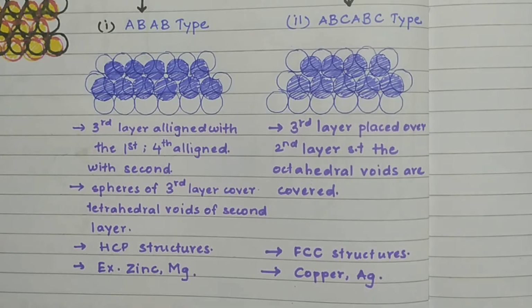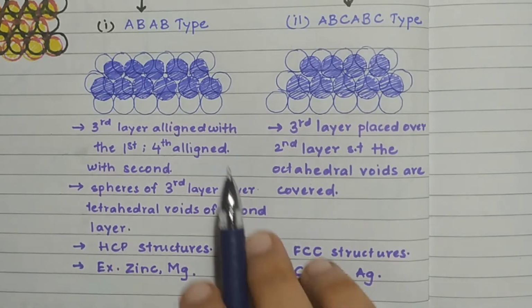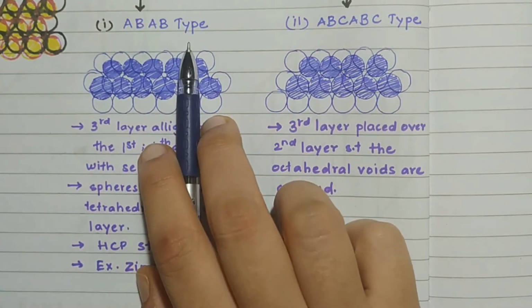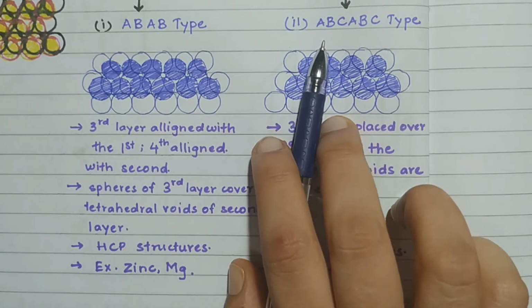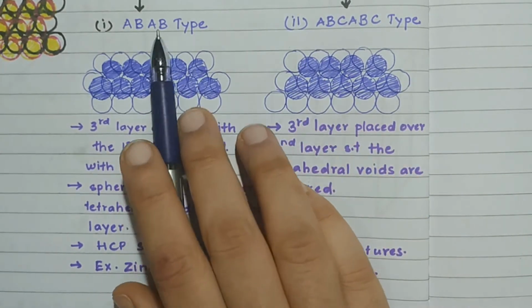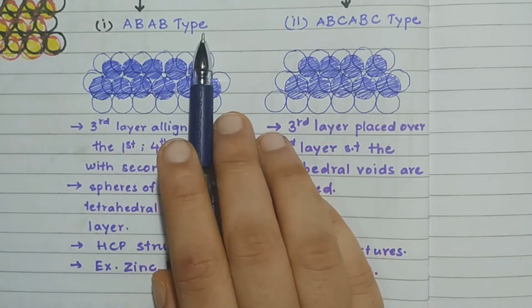And here we were discussing type B, that is when you talk about three layers placed one over the other, or three or more layers. Here you have two types of packing, that is AB type of packing and ABC type of packing. So now we will see what exactly this means. Now the first type, that is the AB type of packing.